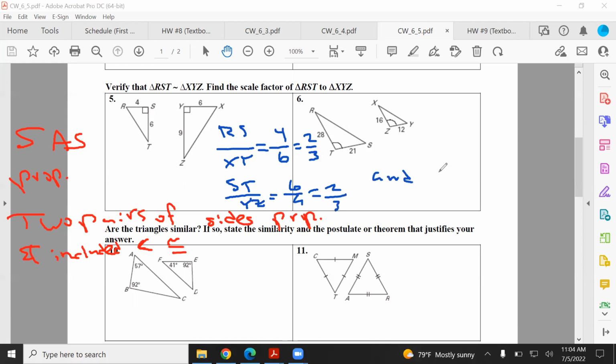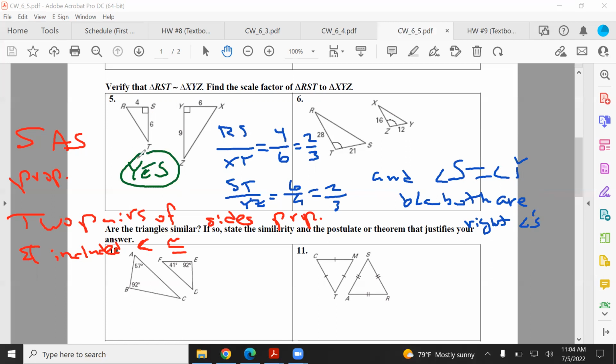And angle S equals angle Y because both are right angles. Okay. Yep. So the answer is yes. Due to that reason. So I knew that we were going to have to talk about this. So we did side, side, side for the previous two problems. Here we're doing side, angle, side.